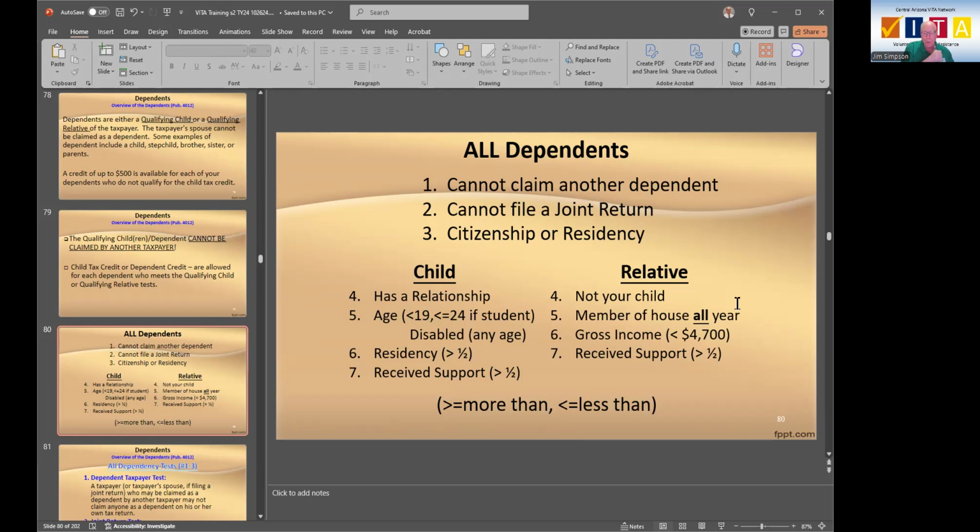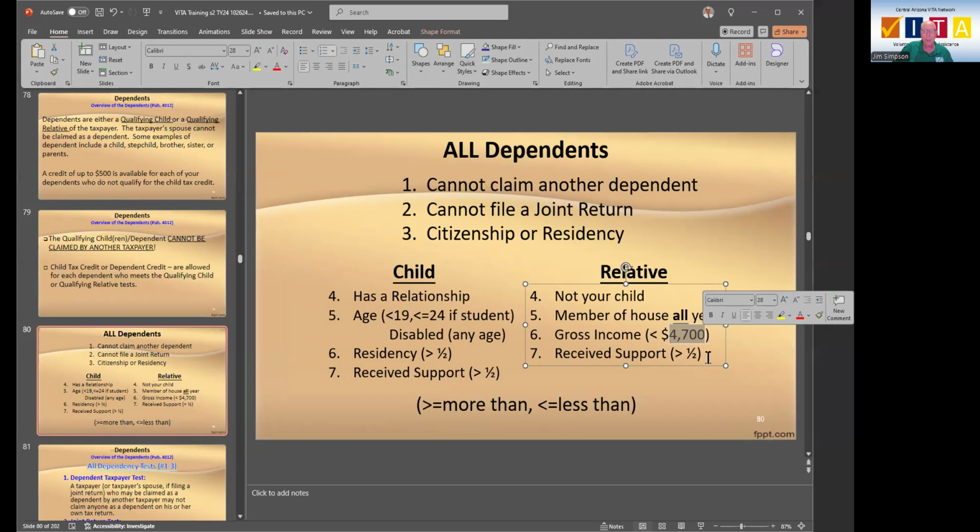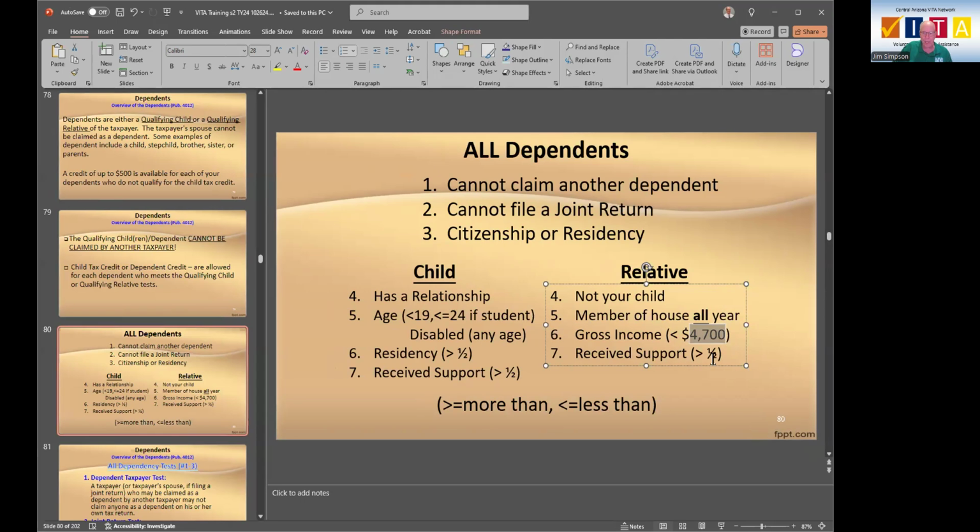Now, a qualifying relative is different. It doesn't have to be your child. So this can be mom or dad. It has to be a member of the house all year. Their gross income, and actually this is a mistake here, I got to fix this here. By the way, this income limit goes up every year. It was $4,700 last year. It's $5,050 this year. And they had to have received more than half of their support from the taxpayer.